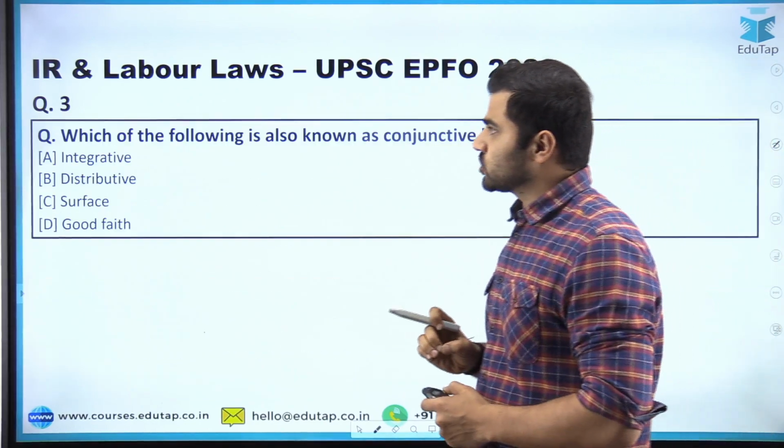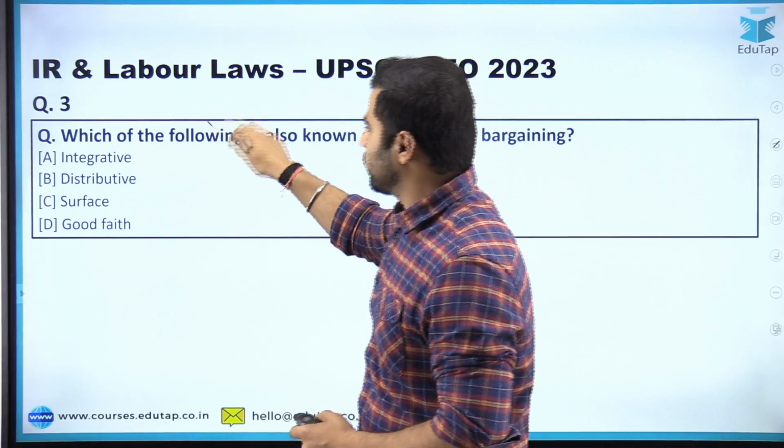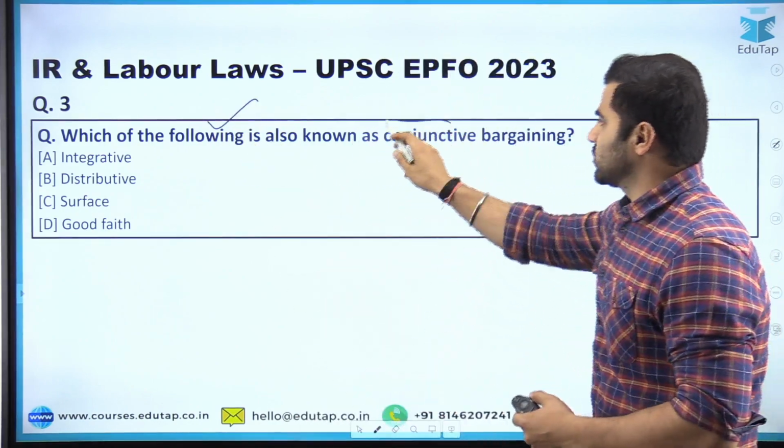Now let's proceed to question number third. Question number third is, which of the following is also known as conjunctive bargaining?